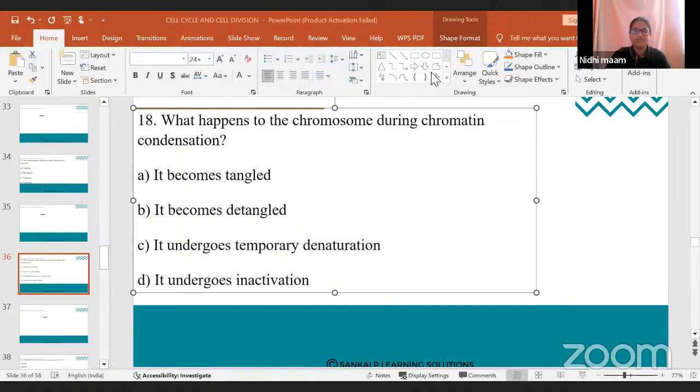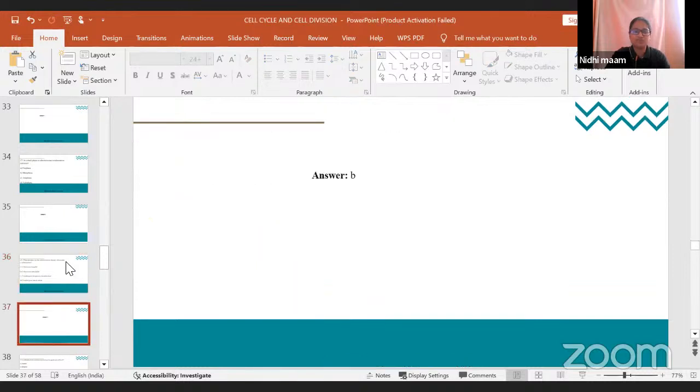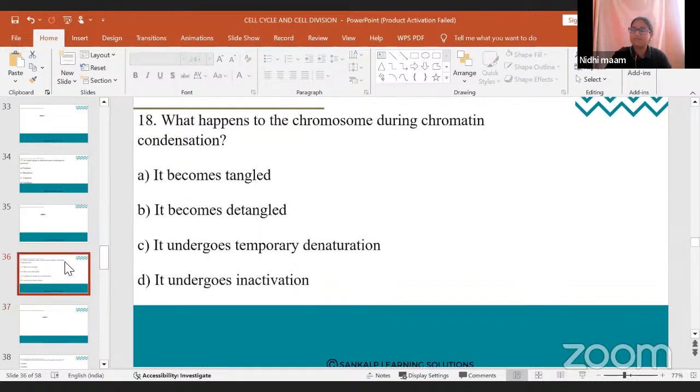Okay, so let us check the answer here. The right answer for this question is option B, it becomes detangled. Chromatin gets detangled and becomes thick. Which is called what? Chromatin condensation. Fine.